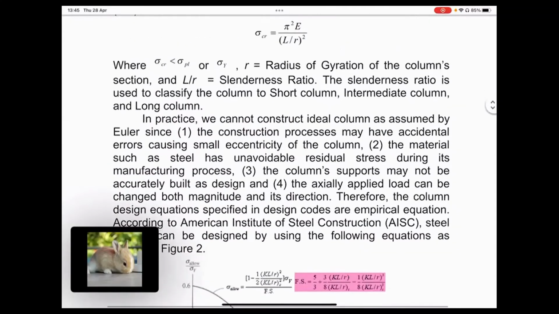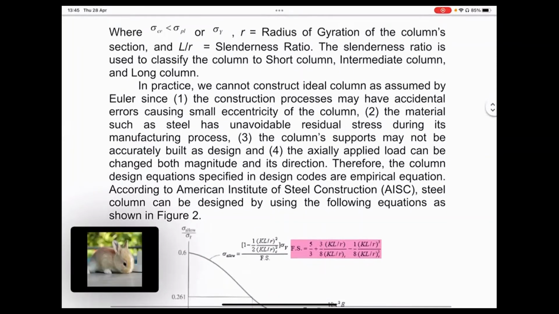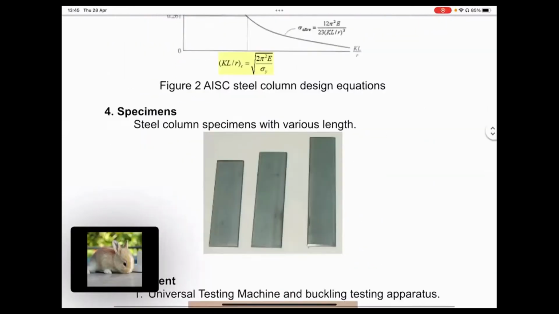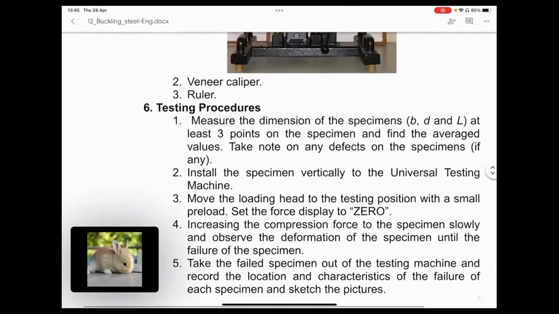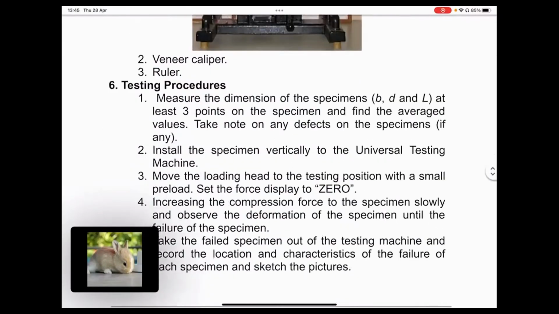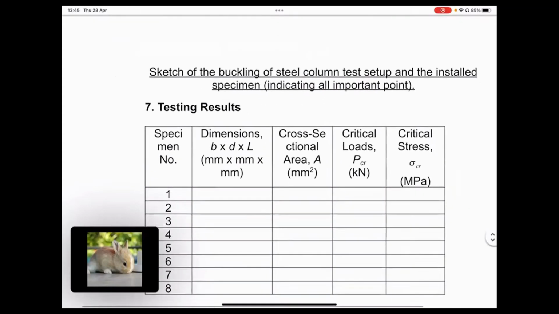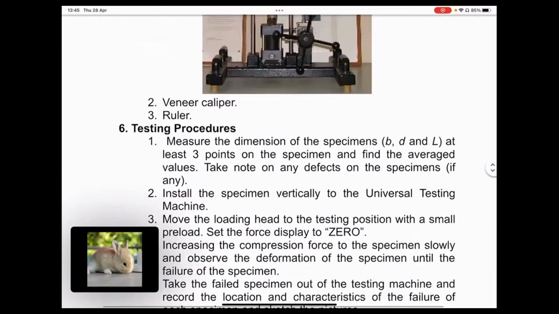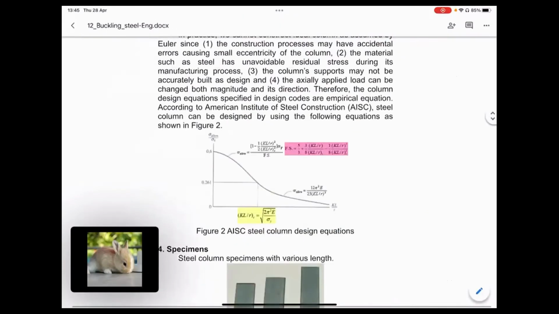But normally the real sigma critical will be more than the Euler critical. Normally, you will see this when you get the raw data, and just compare and make a discussion. Okay, so the machine we use is this UTM, in kilonewtons. Do you have any questions about the lab direction?